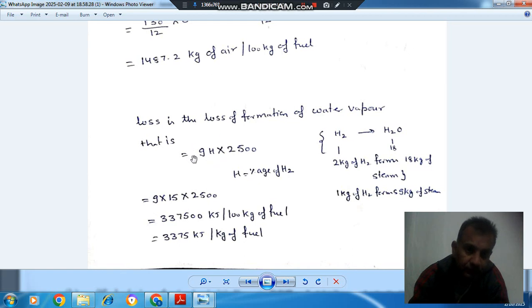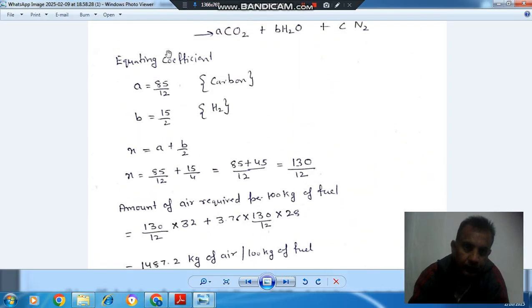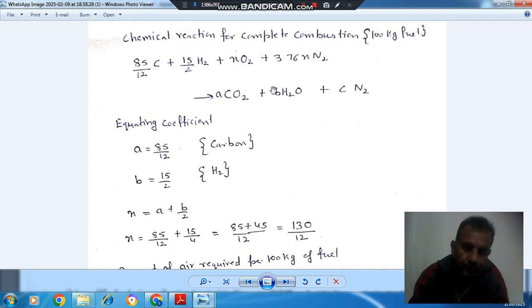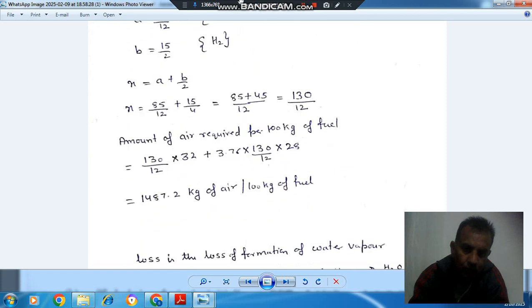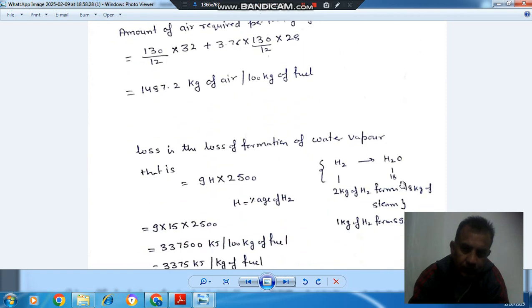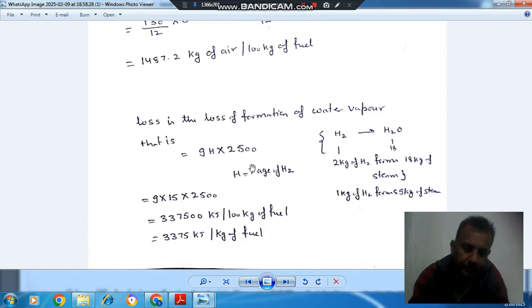Because here H2 is there and B is equal to 15 by 2 and H2O is there. Okay. So these 15 by 2, and here it is also 15 by 2. So these are equal. That means 2 kg of H2 has formed 18 kg of steam. Okay. So 1 kg will form 9 kg and 15 kg will form 9 into 15. Okay. And latent heat of evaporation is given, that is 2500.